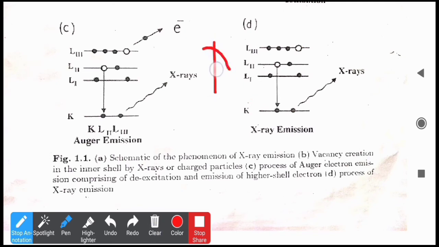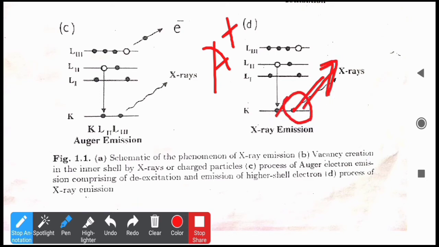Suppose the charged particle is A plus, or it might be a negative state. It interacts with the core electrons of the sample, and the electrons get ejected. When this interaction removes an electron from the specimen, if an inner electron is removed, a vacancy is created at that place.